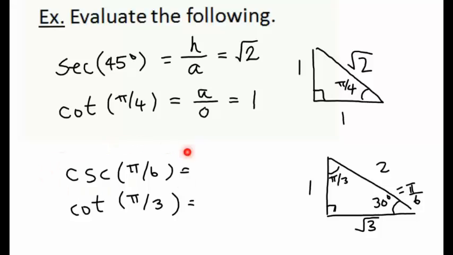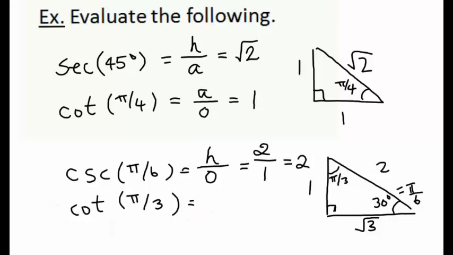Okay, let's look at cosecant of pi by 6. Well, cosecant is 1 over sine, and sine is opposite over hypotenuse. So that means our cosecant ratio is going to be the hypotenuse over the opposite. The hypotenuse in this case is 2, and the opposite is 1, for an overall ratio of 2.